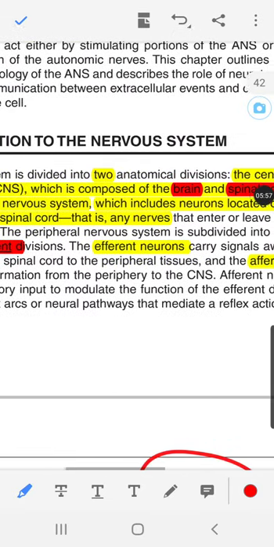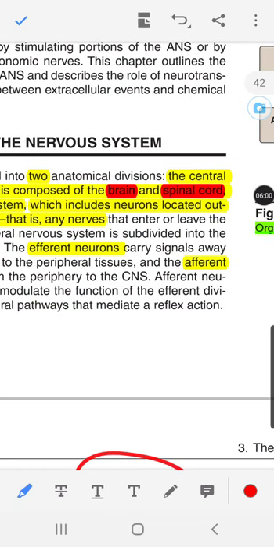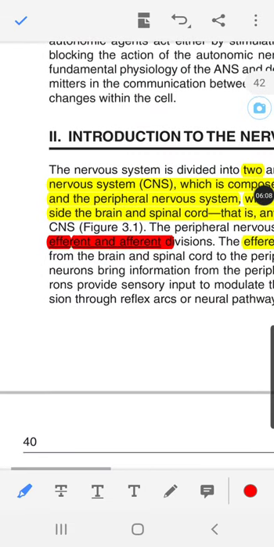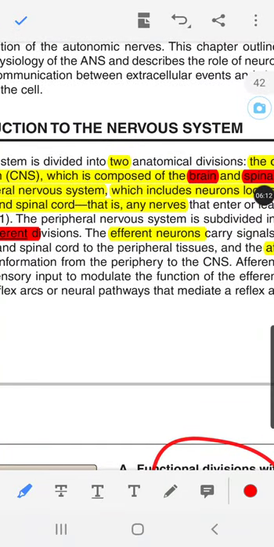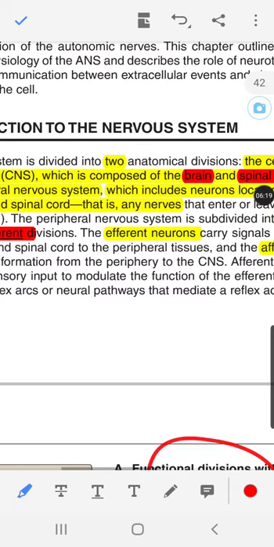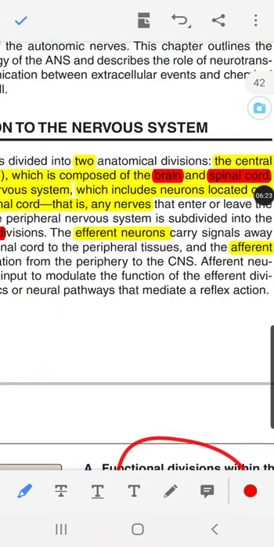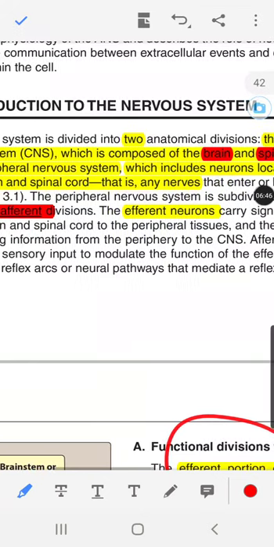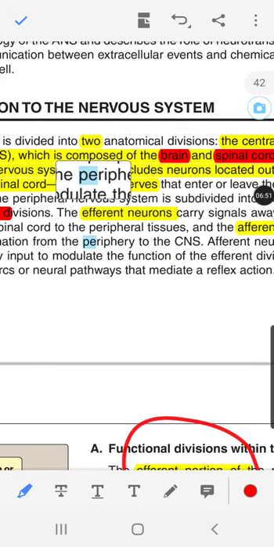Here they are explaining the efferent neurons. What are the efferent neurons? Efferent neurons carry signals away from the brain and spinal cord to the peripheral tissues. Efferent neurons are those which carry signals away from the brain and spinal cord to the peripheral tissues, meaning they have to supply these signals to the peripheral tissues. So this is the definition of the efferent neurons. And the afferent neurons bring information from the periphery to the CNS. So this is the periphery to the CNS.